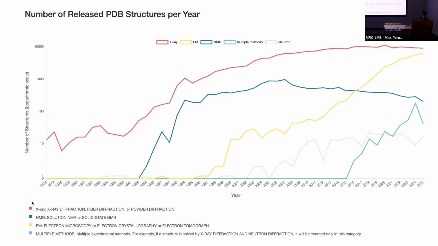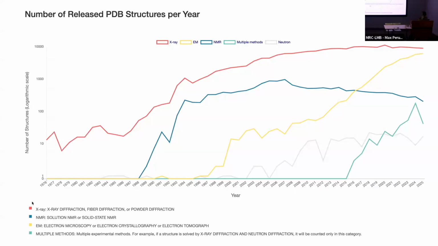This is the timeline by year, so we are here now. EM is the yellow, X-ray is the red one, and NMR the purple, which you heard about in all the talks today. From the beginning in the 1970s, the dominant method of structure determination has been X-ray crystallography. They are doing very well and still keep on top.